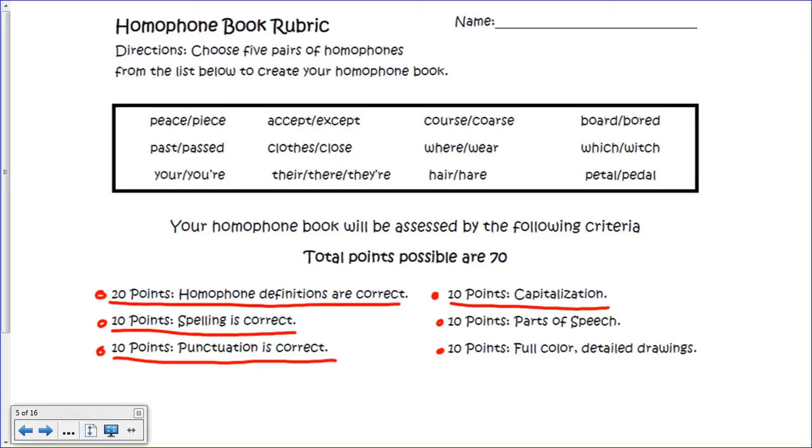10 points for capitalization, so make sure your sentences start with capital words. Make sure proper nouns have capitals. 10 points for parts of speech, nouns, verbs, adjectives, so forth. And 10 points, it needs to be detailed drawings, putting in your best effort for your drawings, and in color. So let's look at some past examples.